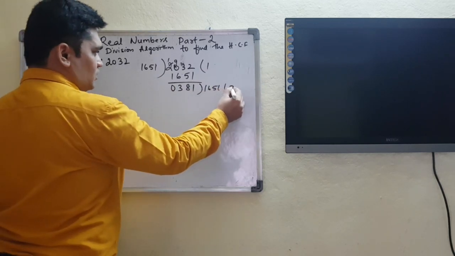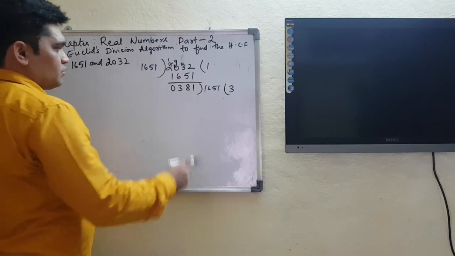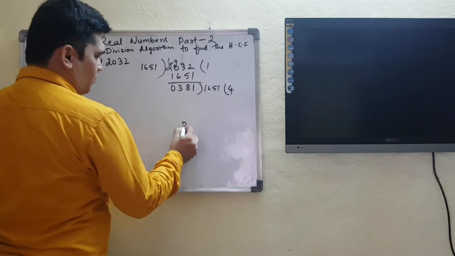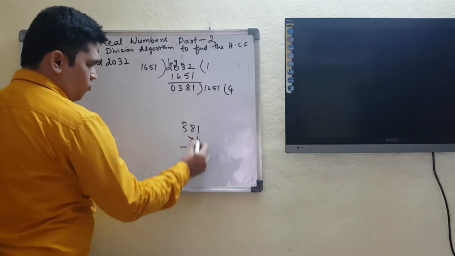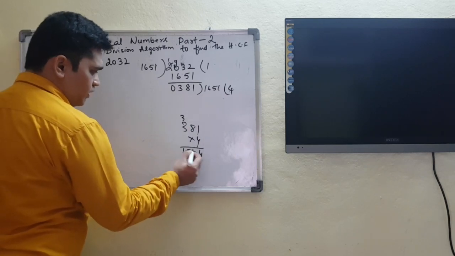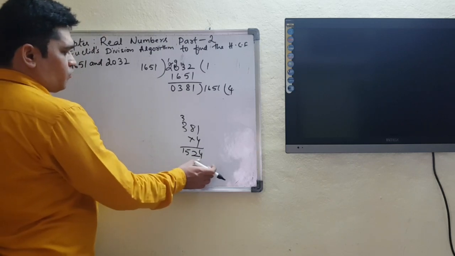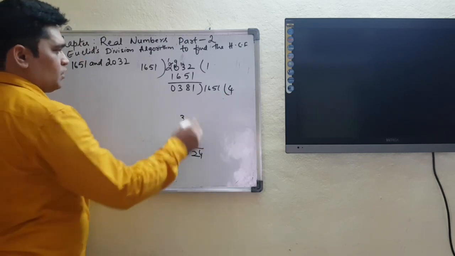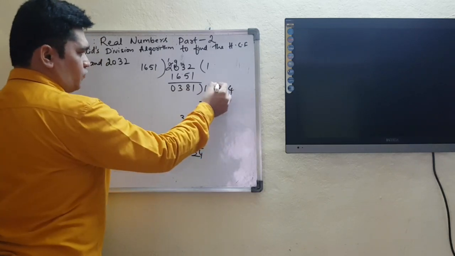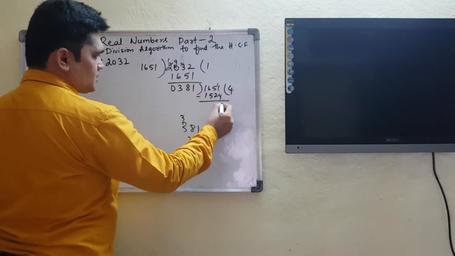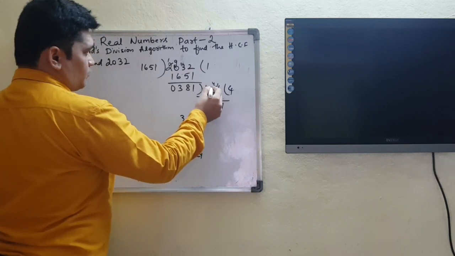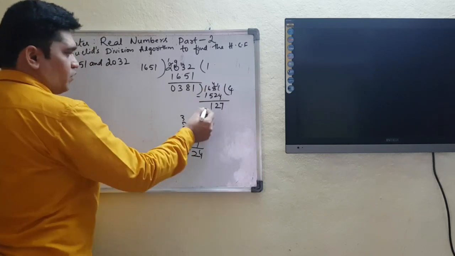381 into 3. Let's check it with 3. 3 threes are 9, so not possible. Let's go with 4. If you multiply 381 into 4, 4 ones are 4, 8 fours are 32, 4 threes are 12, 13, 14, 15. So you got the nearest number, that is 1524, to 1651. So 381 into 4 is nothing but 1524. Now if you subtract, 11 minus 4 is 7, 4 minus 2 is 2, 6 minus 5 is 1, 1 minus 1 is 0.